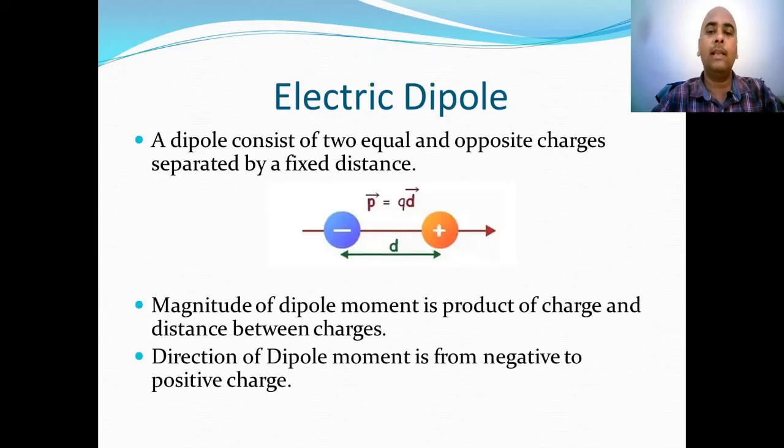So an electric dipole consists of two equal and opposite charges separated by a fixed distance. Here minus q and plus q charges are separated by distance d. So it forms an electric dipole with dipole moment equal to the magnitude of the charges times the distance between the charges. The direction of the dipole moment is from the negative to the positive charge.